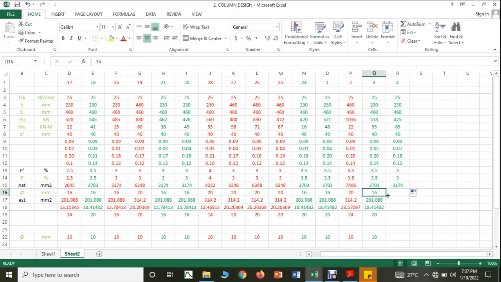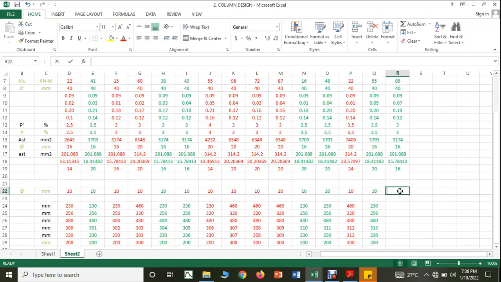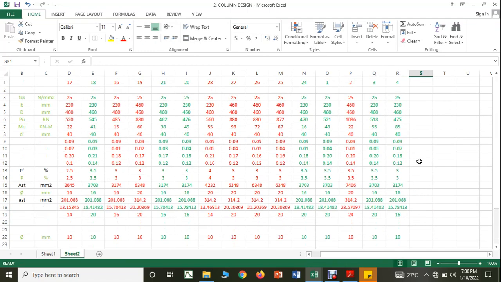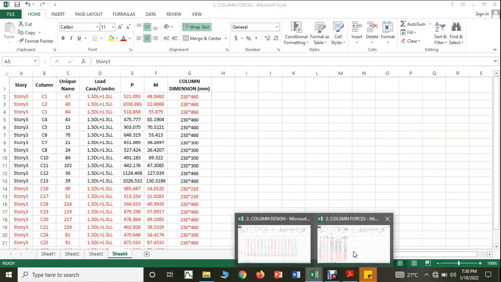So this is the total area. I'm going to maintain 16 mm diameter bar. This is the area of the one rod. So these are the total number of rods required, that is 16. Anyhow, the stirrups will be 10 mm as usual, so this will be 200 mm center to center spacing. Let us give it in green color, no issues.